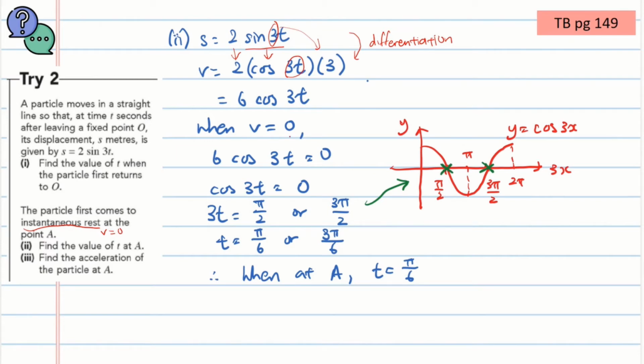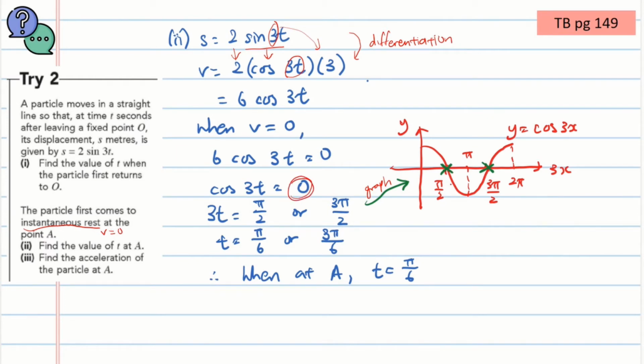So when v is equal to 0, because we're looking at instantaneous rest, 6 cosine 3t is equal to 0, and we solve that cosine 3t is equal to 0. So using the same method of using the graph, this is my cosine graph. The period of a cosine function is 2 pi. Okay, and then half of it is pi, another half is pi over 2, 3/4 of it is 3 pi over 2.